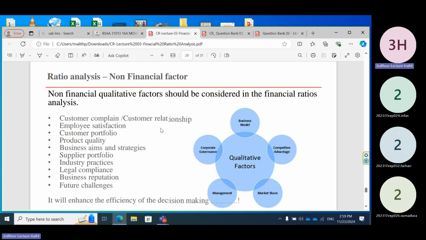So you need to evaluate the suppliers and customers. There should be a stable supplier and customer portfolio to survive the business. That's really important. All those factors should be mixed with the financial ratio.